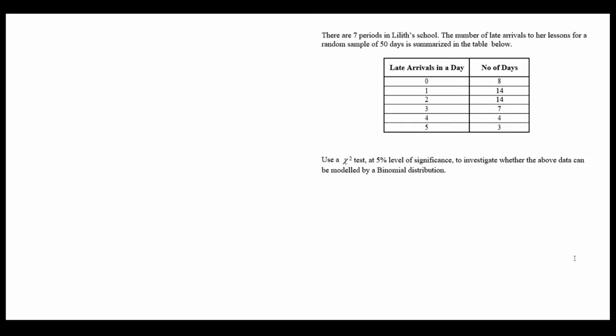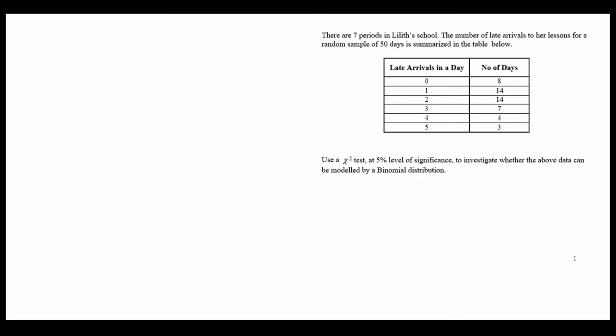In this question, we're told there are 7 periods in Lilith's school. The number of late arrivals to her lessons for a random sample of 50 days is summarized in the table below. We're asked to use a chi-squared test at a 5% level of significance to investigate whether the above data can be modeled by a binomial distribution. Okay, so this is going to be a goodness of fit test.